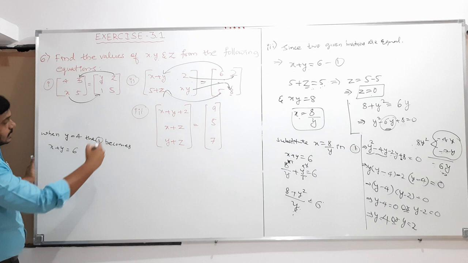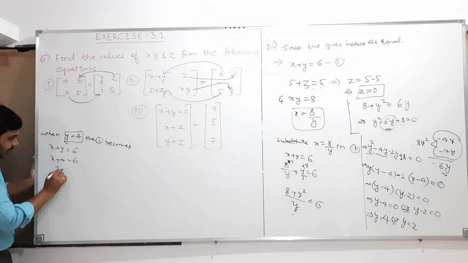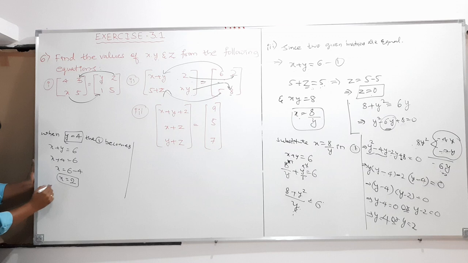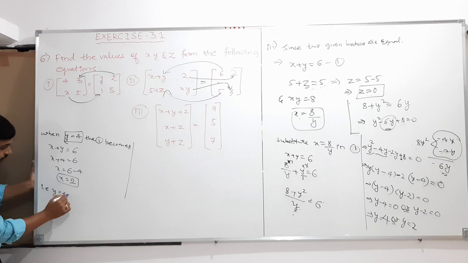So I am substituting the y value as 4. So x plus 4 is equals to 6. x is equals to 6 plus 4 if I shift that side, minus 4, x is equals to 2. This is the case when y value is 4. Here it is. That is y is equals to 4 and x is equals to 2. And if we put the y value as 4, I am getting x value 2.